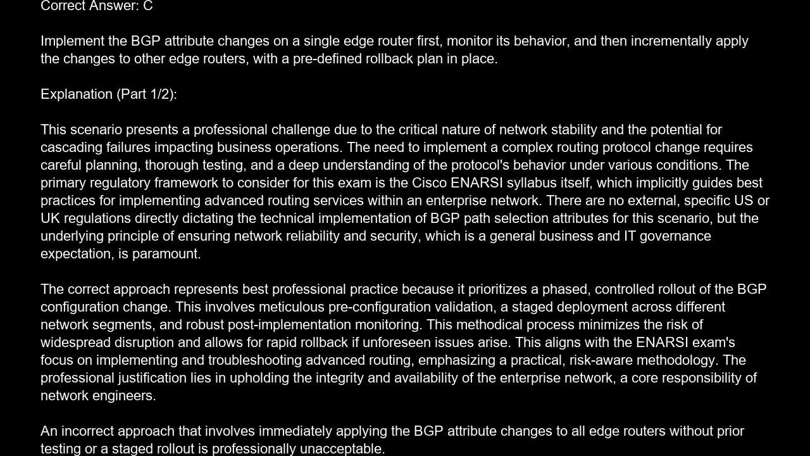The correct answer is C. Implement the BGP attribute changes on a single edge router first, monitor its behavior, and then incrementally apply the changes to other edge routers with a predefined rollback plan in place.